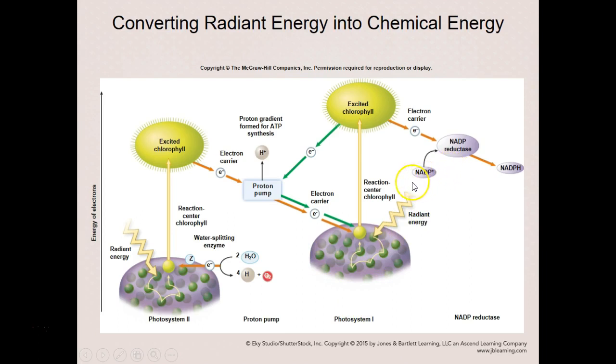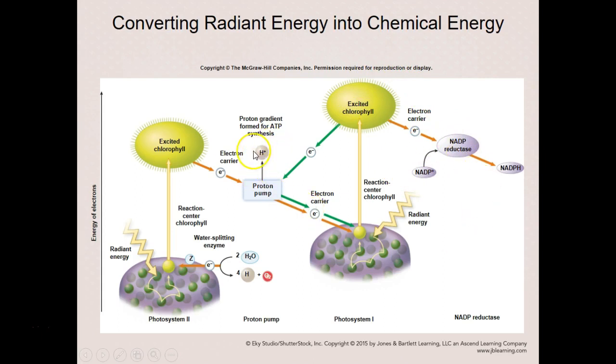We get another beam of light that activates that electron again. The electron gets very excited again. And in non-cyclic photophosphorylation, it will jump and attach to NADP.